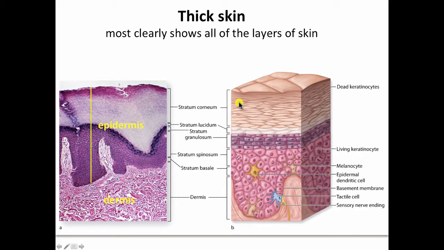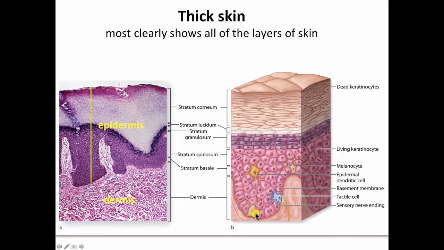So let's go back to thick skin and look at the stages in the development, in the synthesis of skin from the cells of the stratum basale up until these thin squamous cells, these dead keratinocytes, are shed from the surface of the skin. And we shed about 1.5 to 2 pounds of these keratinocytes every year.